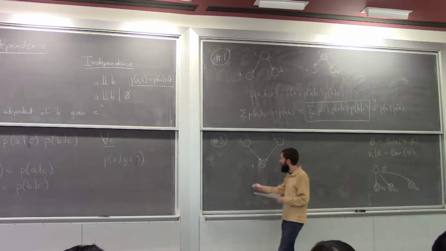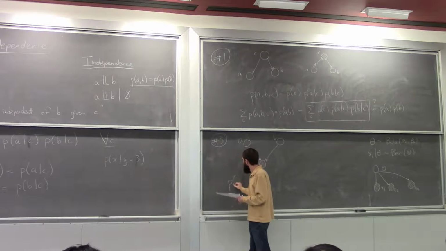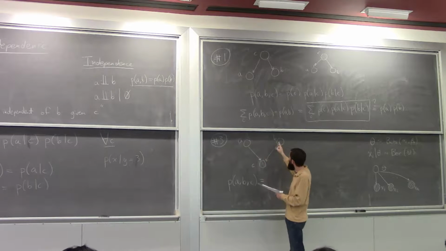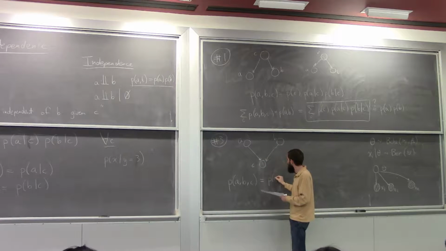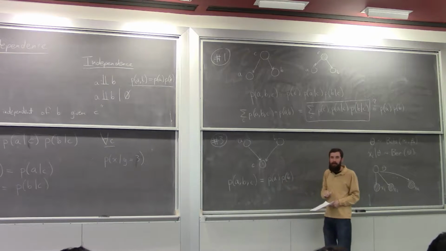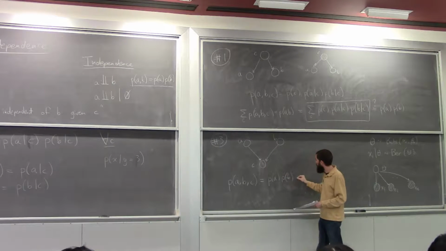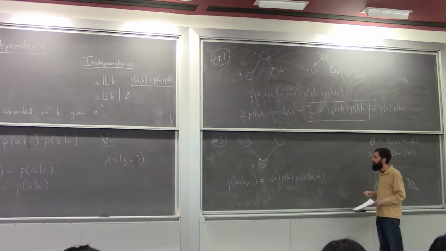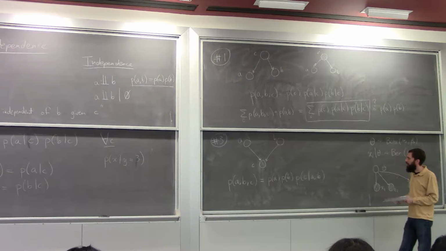This one is a little bit trickier to think about. Let's write down what this means first. Now I've got 2 nodes that don't have parents. P of A and P of B factor out like so. And now C has 2 parents, both A and B.